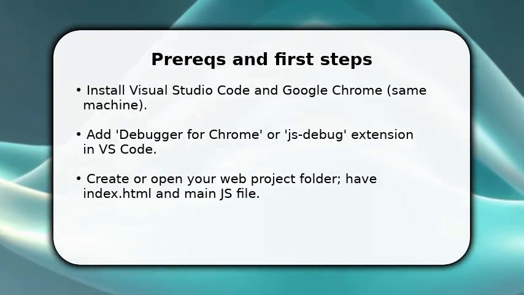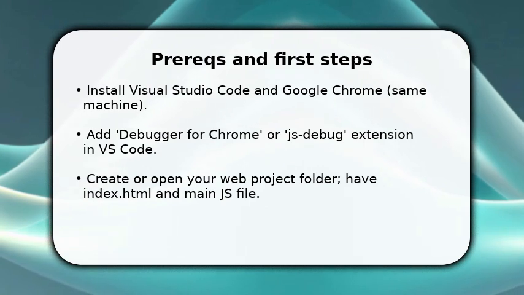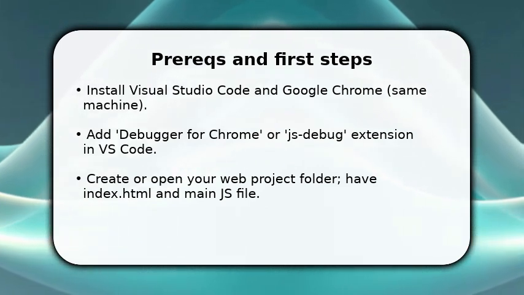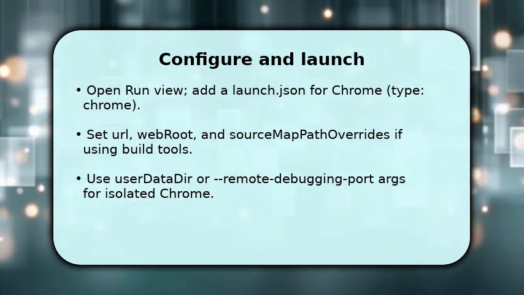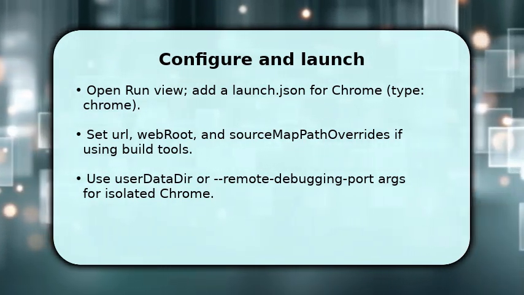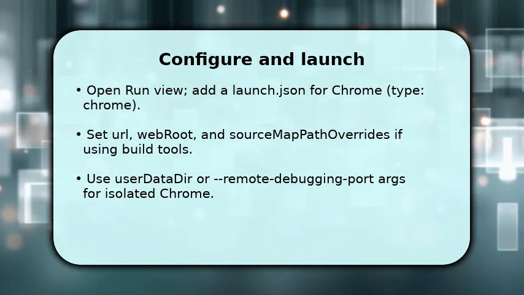Now you're ready to add a debug configuration in VS Code and launch Chrome from the editor. Open the Run view and add a launch.json, choose Chrome as the environment so VS Code can start or attach to the browser.